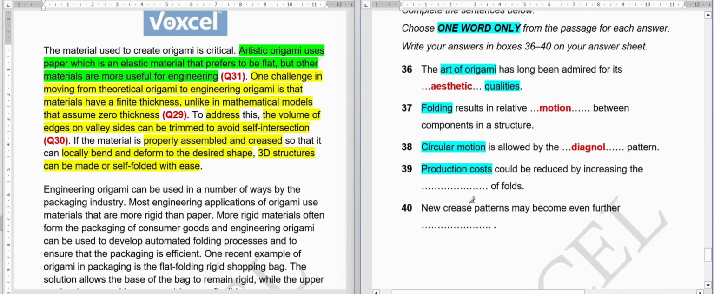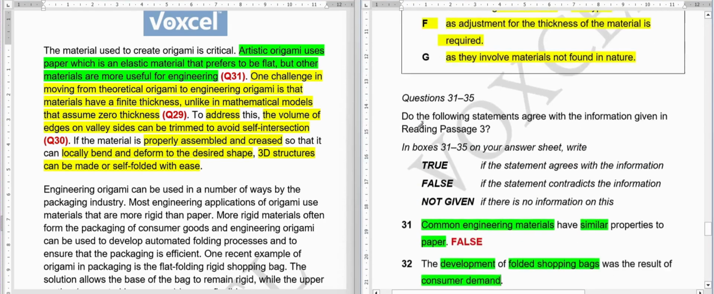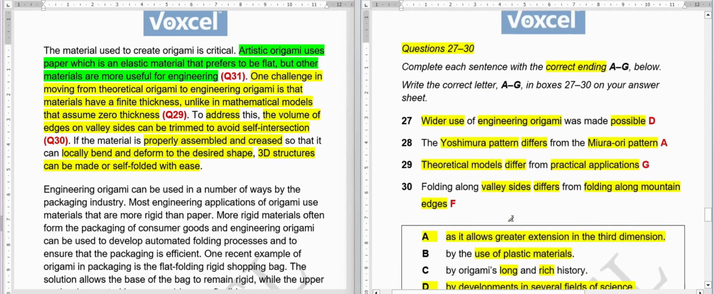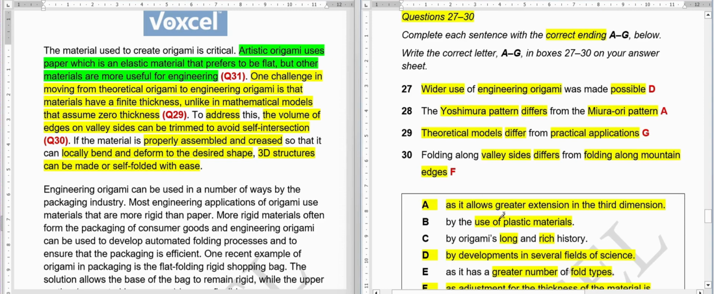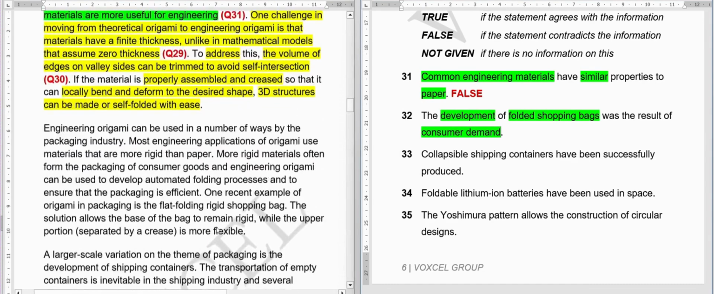Okay, now coming to this: production cost could be reduced by increasing the number of folds. Is there anything about production cost or money or finance? No, there is no mention of this here also. So obviously we will not find it. Okay, so now we have completed this set of questions. Now we have to focus on the remaining two sets.